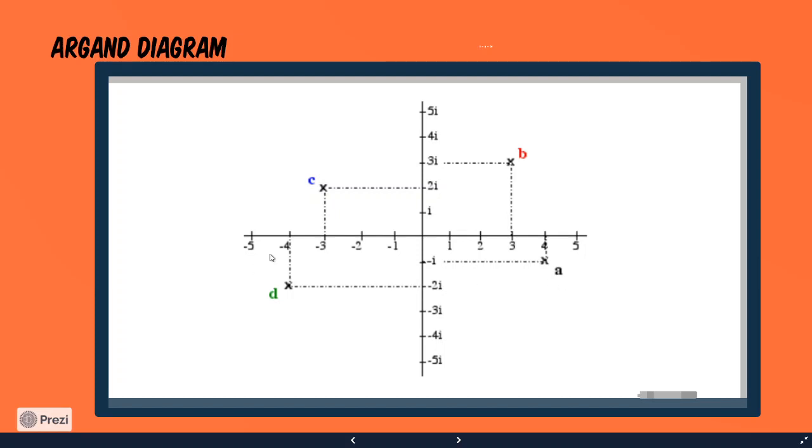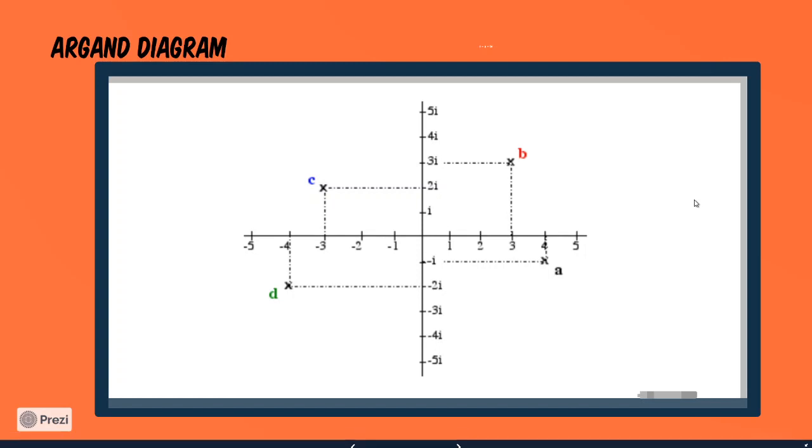This is the horizontal axis. This is the real numbers. The horizontal axis, the x-axis, is the real numbers, and the y-axis is the imaginary. You can see the i. So the y-axis is the imaginary, and the horizontal x-axis is the real axis, the real numbers axis. This representation is called the Argand diagram, where your y is imaginary and your x is real numbers.